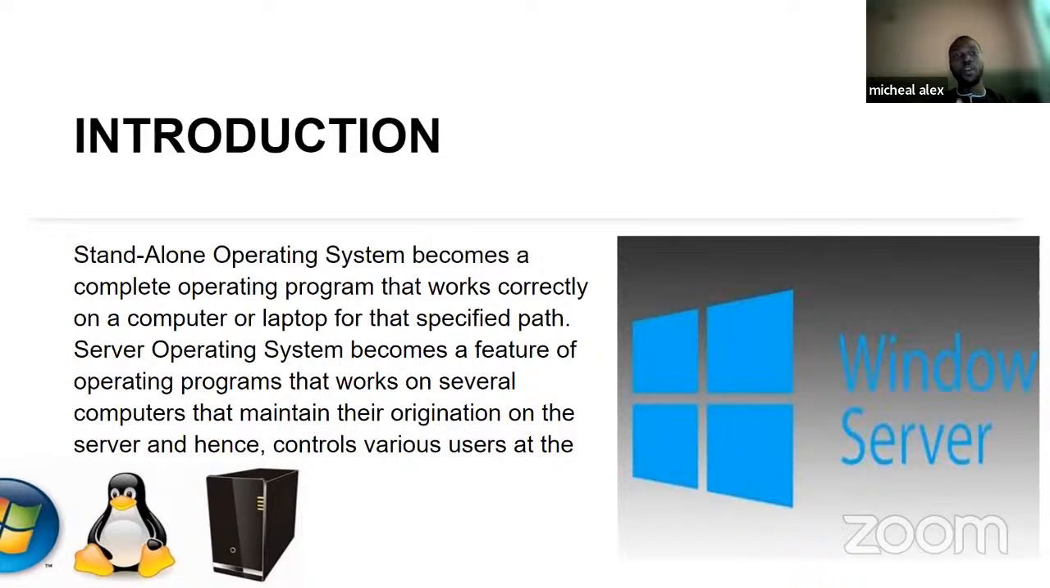With those applications, you are able to communicate with the phone for it to do some specific functions. So from this introduction, a standalone operating system becomes a complete operating system when it works correctly with a computer, which is very true for that specified part. But a server operating system becomes a feature of operating programs that works on several computers that maintain their organization on the server and hence control various users. What this is trying to say is that a server operating system is not like the personal computer, your phone or your tablet. This one is different.